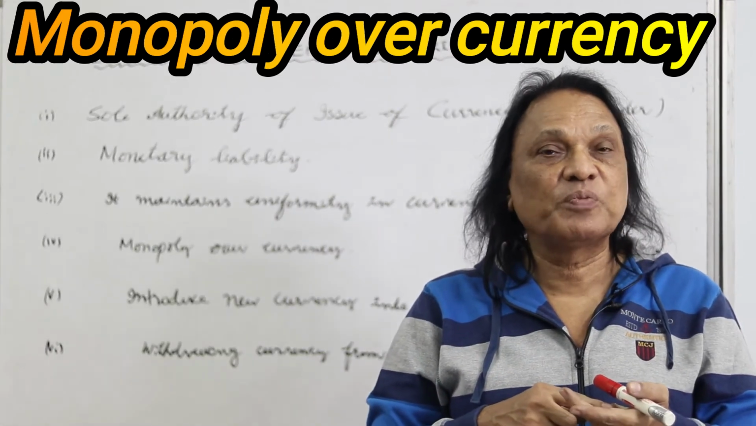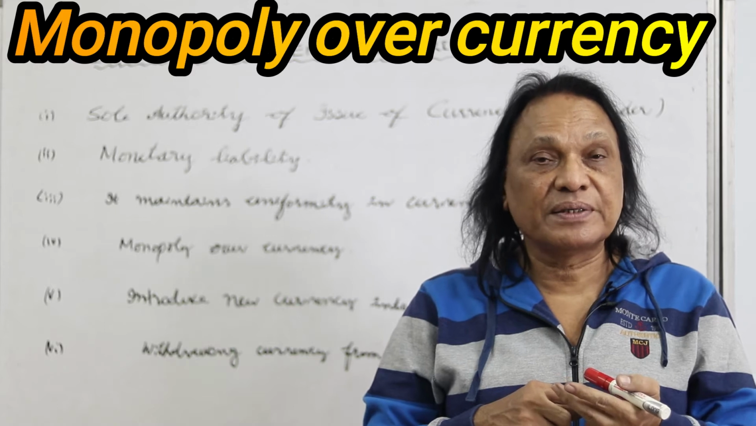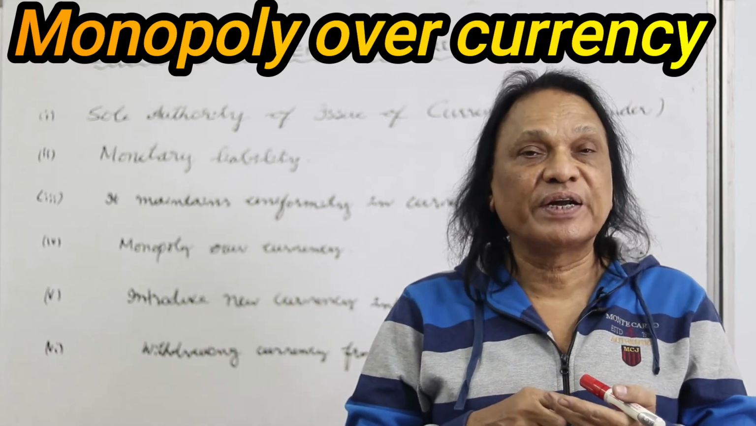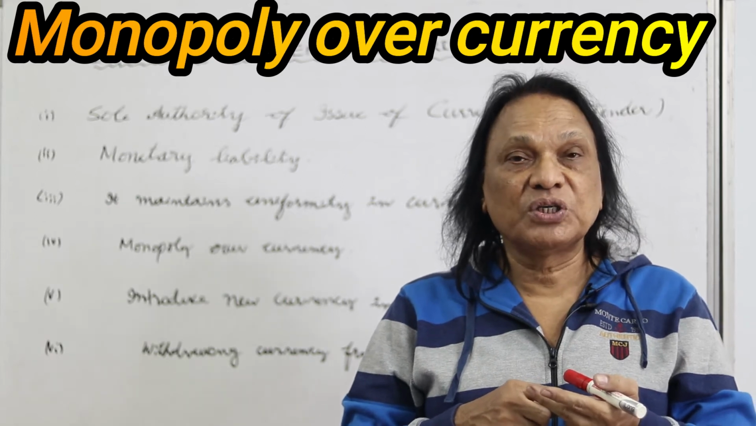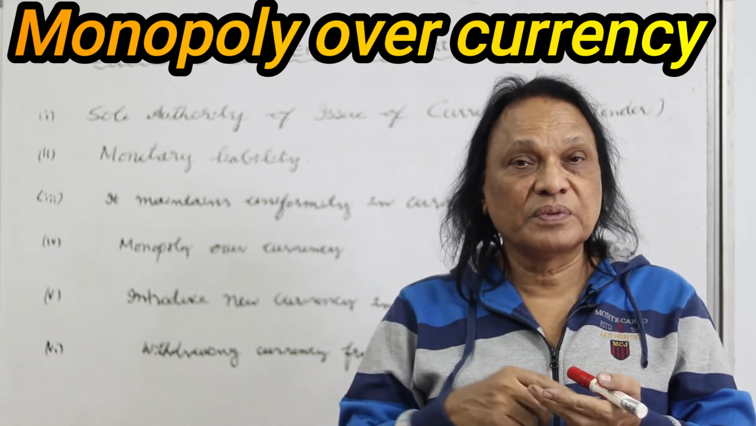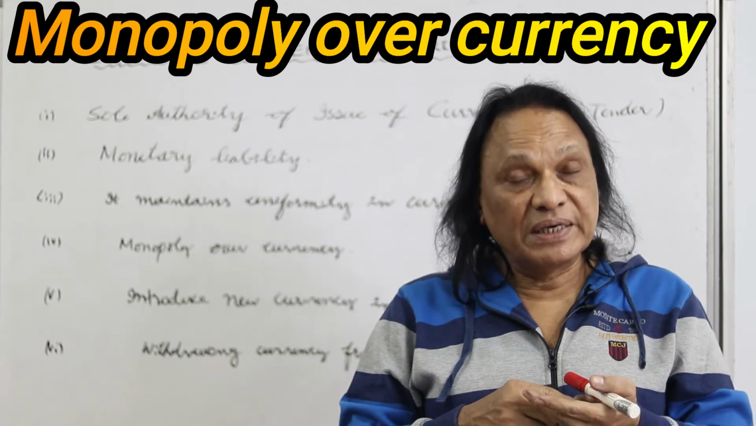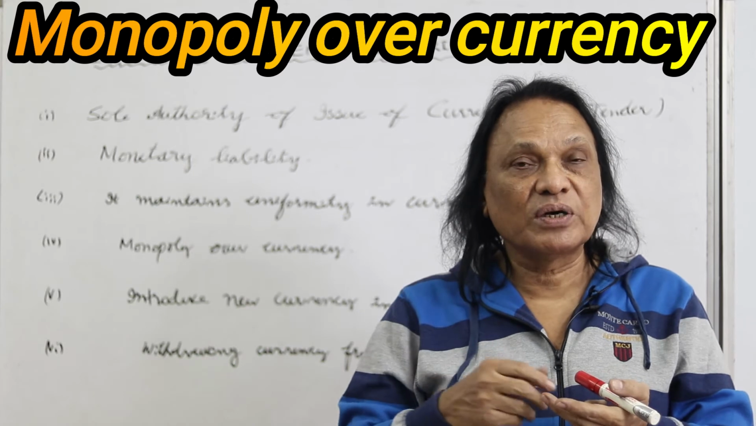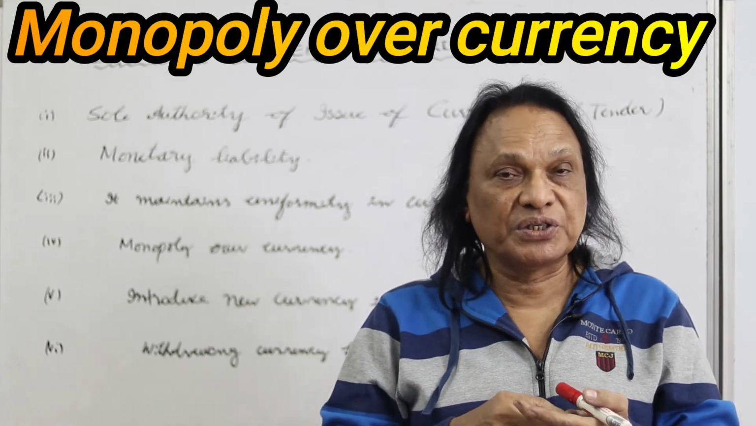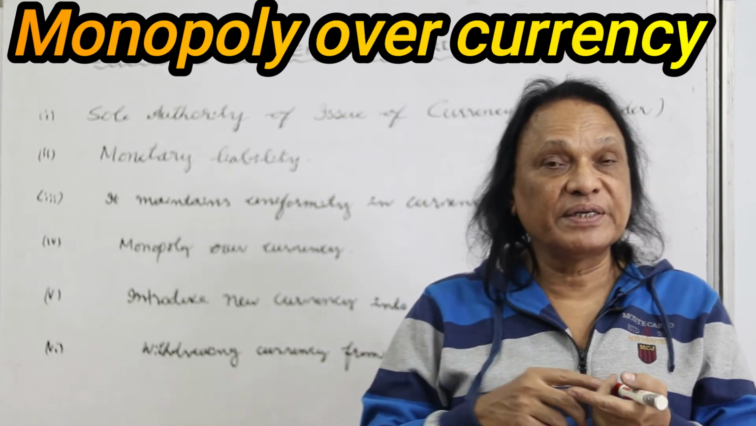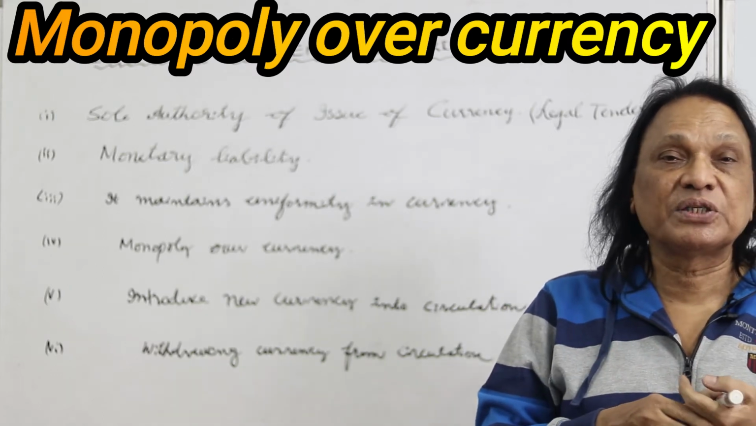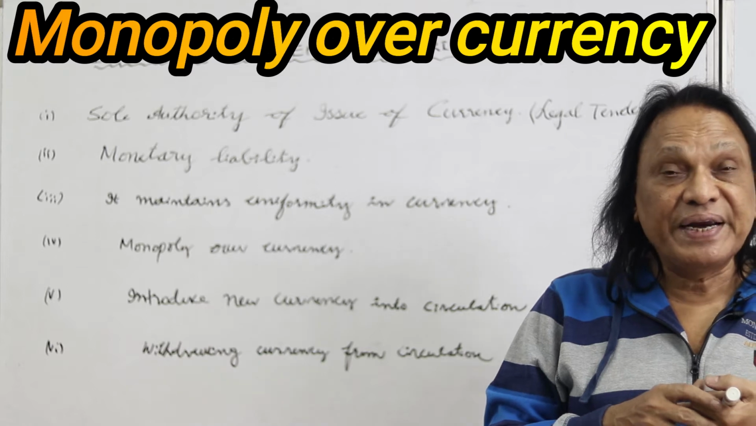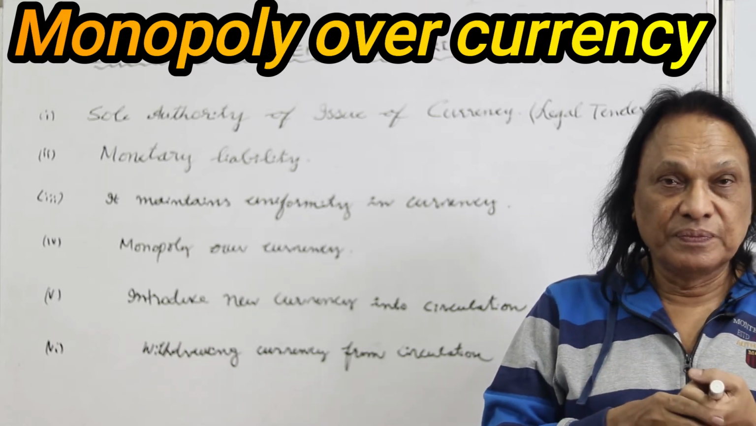So remember the first 2 points, the central bank is the only bank in the country that issues currency notes. It has the sole authority over issue of currency notes, though coins are issued by the Ministry of Finance, but ultimately central bank puts them into circulation. That means it has got the complete sole control over the currency. So the second point relating to this, it has monopoly over the currency, so no other bank can issue currency. That means it has complete control over the currency.